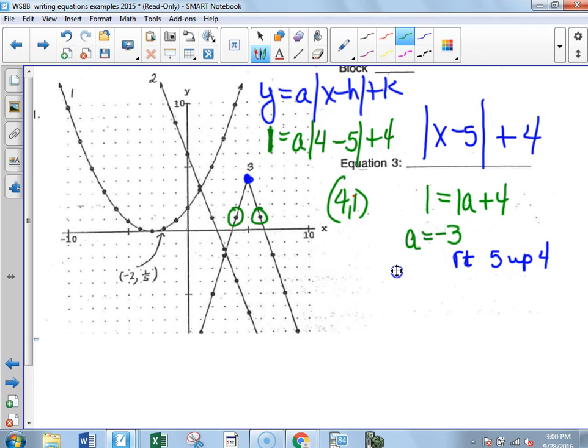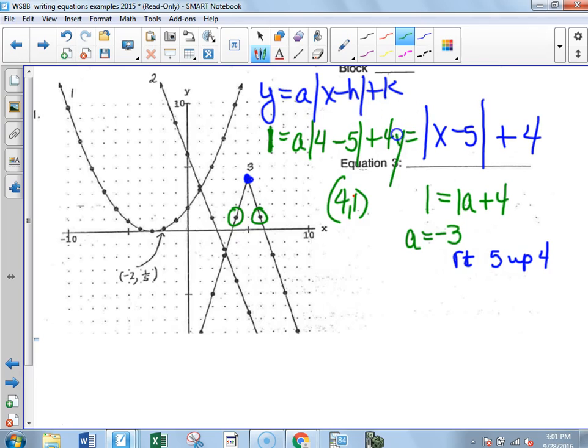Miranda asks, can we just find the slope? The slope of this branch is positive 3, and the slope of this branch is negative 3. But yes, you could have determined that the slope was 3, and then you would have had to realize that the negative meant it was opening down.